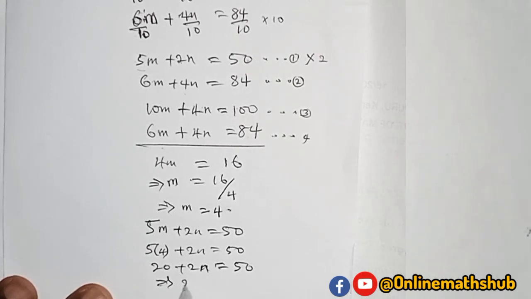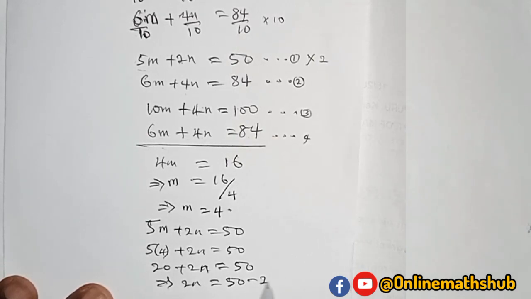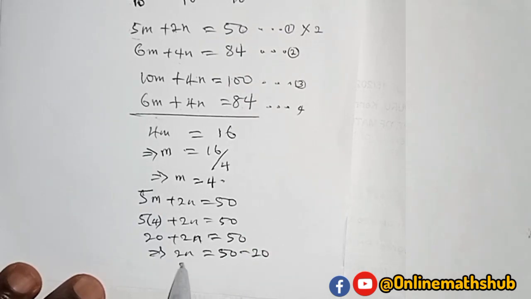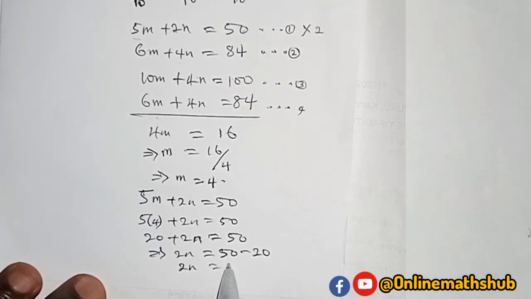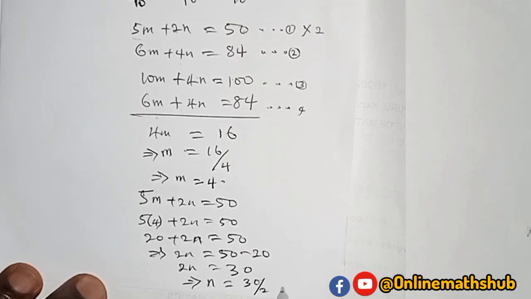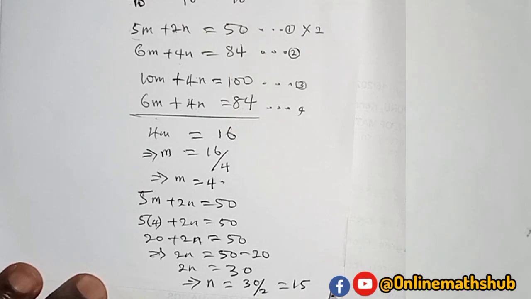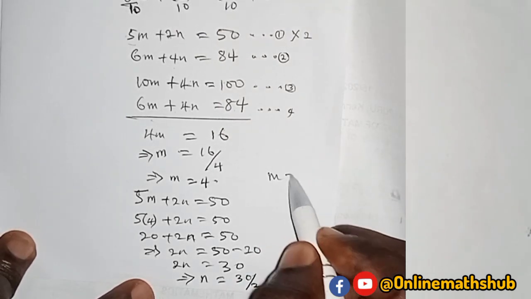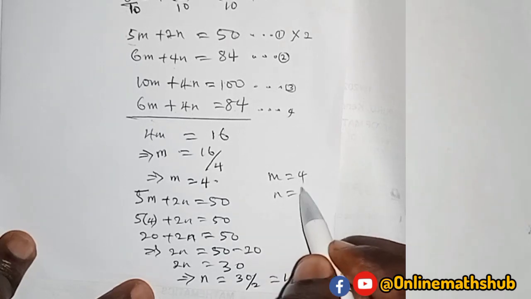Which implies that 2n is equal to 50 minus 20, which is 30, and this implies that n is equal to 30 divided by 2, which is equal to 15. So obviously you can see that the value for m is 4 and n is 15.